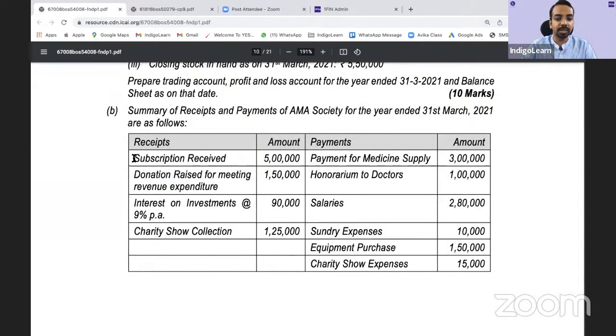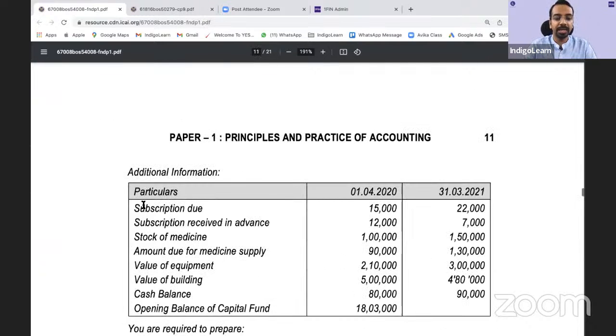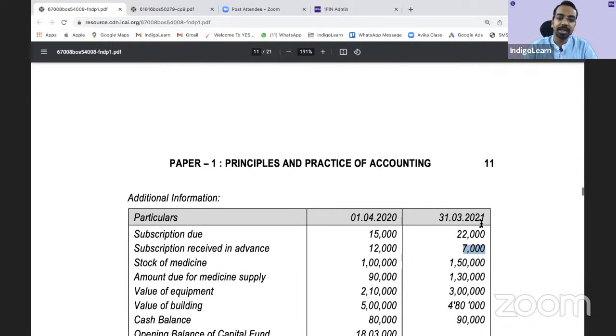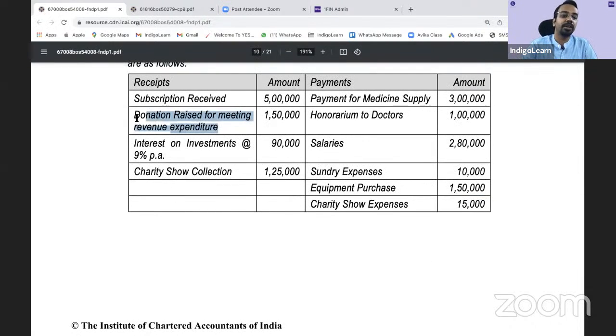Okay. So once this is done, this subscription part is done, and this adjustment is done. Now, as you are preparing, because you have left one space for balance sheet, immediately post this in balance sheet. You can leave space for capital fund, some 3-4 lines. Then you can post on the liability side, subscription received in advance 7,000. On the asset side, subscription due 22,000 for the balance sheet as on 31st of March of 21. This will ensure that you will not miss out on any item as you are writing the answers, right?